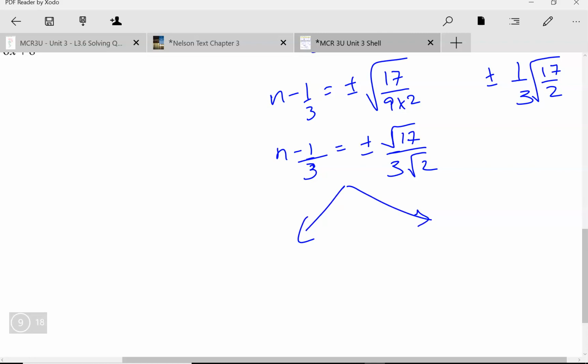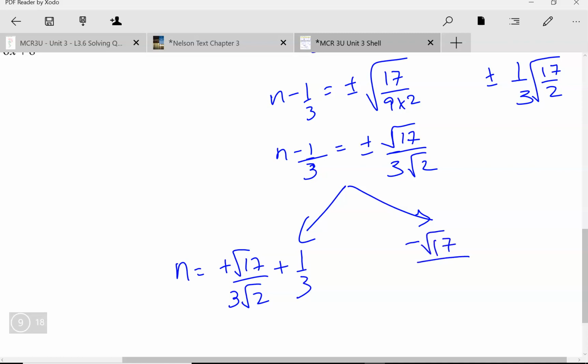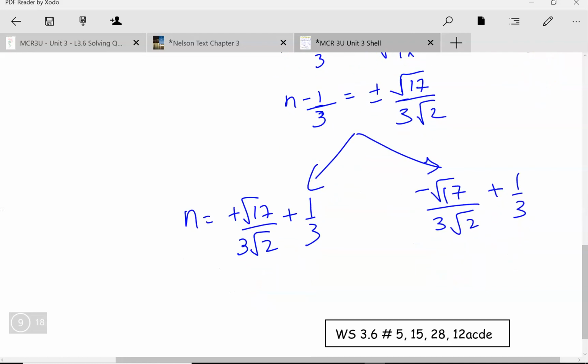And here we're going to say n equals positive square root of 17 divided by 3 root 2, plus 1 over 3. And it's also equal to negative root 17 divided by 3 root 2, plus 1 over 3. So this is a bit interesting. Realistically, there's no way to simplify this, so I'm going to leave it as a plus or minus.